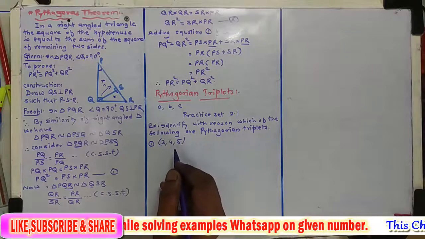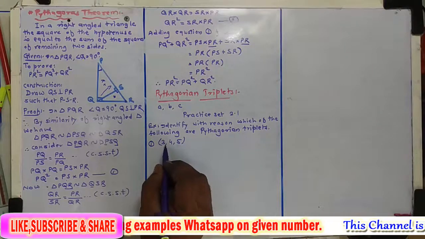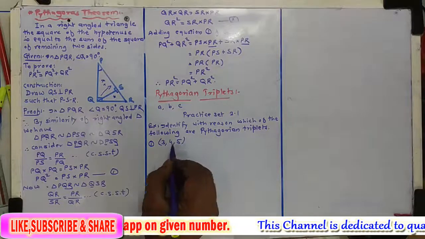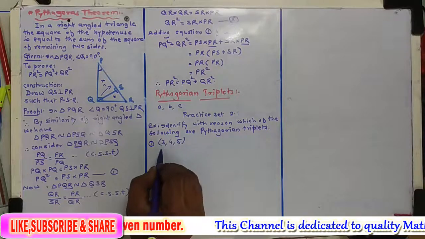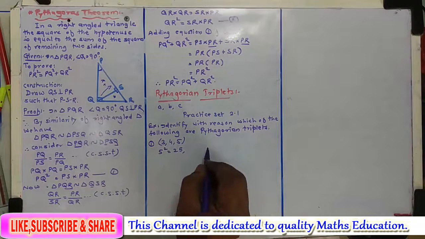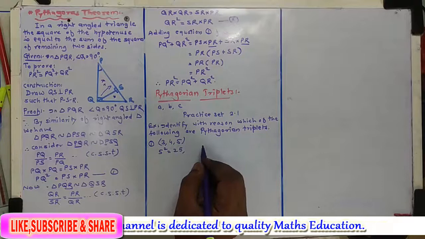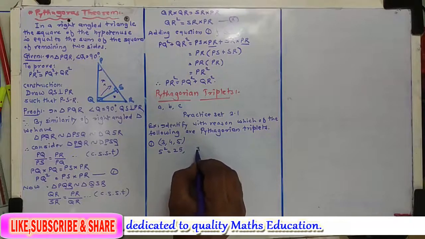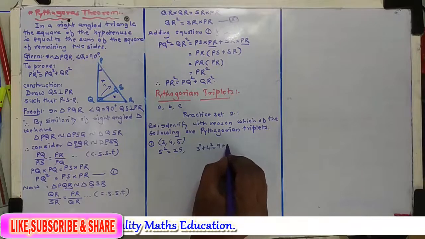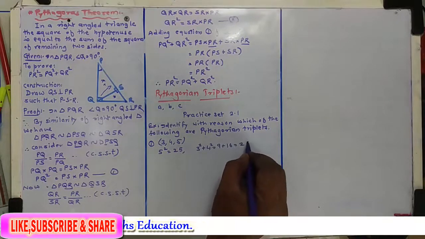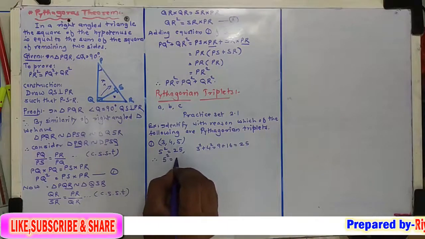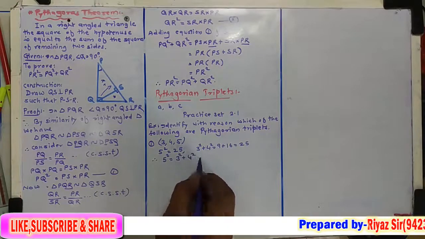Okay, so here in the given three numbers, what do we have to find first? We have to find the square of the largest number. So here out of these three numbers, 5 is the largest number. We find the square of 5, that is equal to 25. Okay, now after that take the sum of squares of the other two sides, that is 3 square plus 4 square. 3 square is 9, 4 square is 16, which is equal to 25, right? So here what you will get? 5 square is equal to 3 square plus 4 square, right?